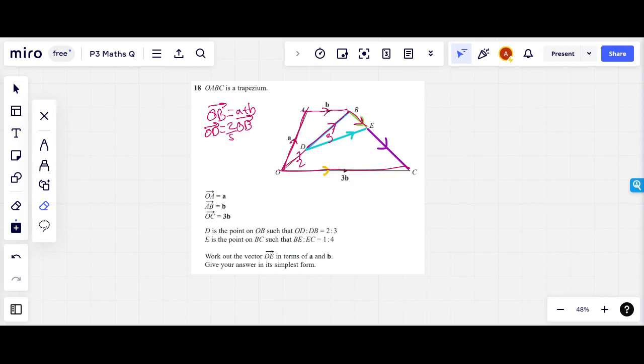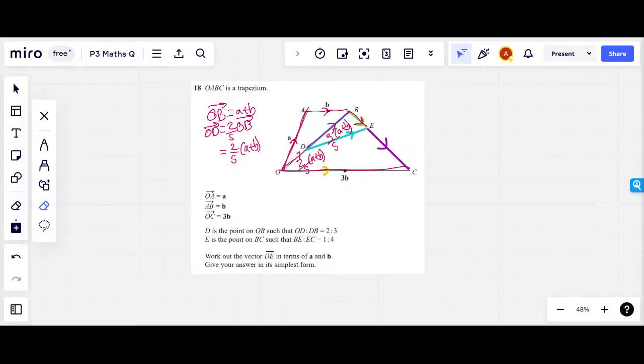Hang on a sec. We already know what OB is, right? We know OB is A plus B. So I can rewrite that as 2/5 (A plus B). Cool. So I know that OD is equal to 2/5 (A plus B), and obviously the DB has to make up the whole. So the remaining 3/5 is taken by DB. So DB is 3/5 (A plus B). Nice. Okay.